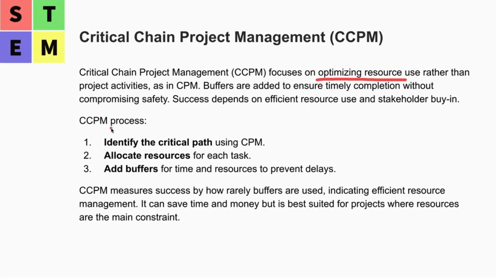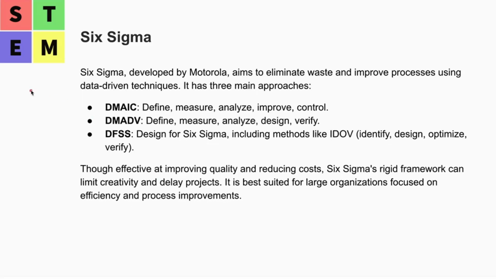The CCPM process: identify the critical path using CPM, so that's part of CPM, and then allocate resources for each task, and then add buffers. So it's a resource forecast methodology. All right, and let's take a look at another one. Six Sigma.